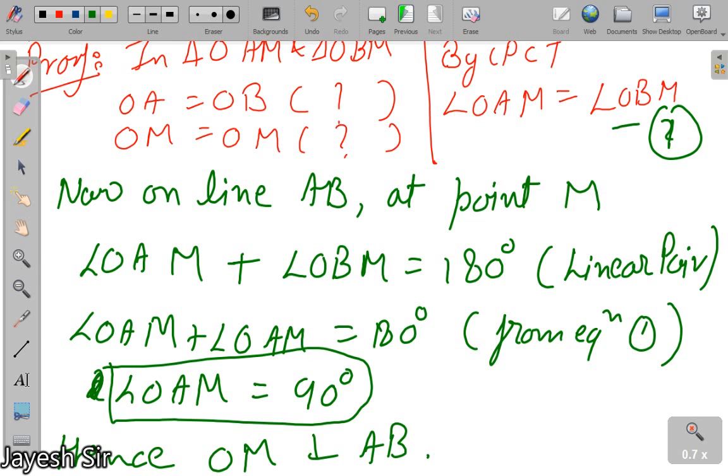Okay, so that's all for today. This is the only thing that we did today. We completed one exercise. We started with the theorems now. We will move on with the theorems in the coming lectures.